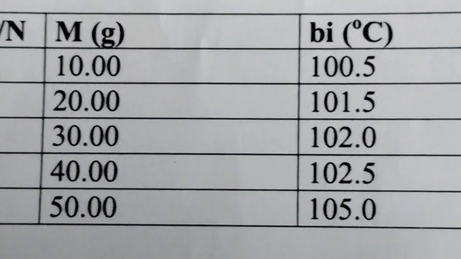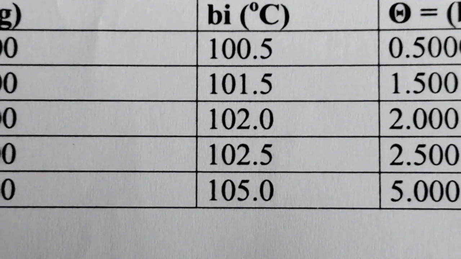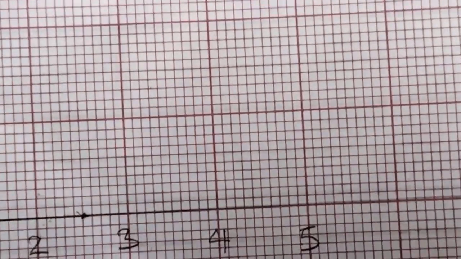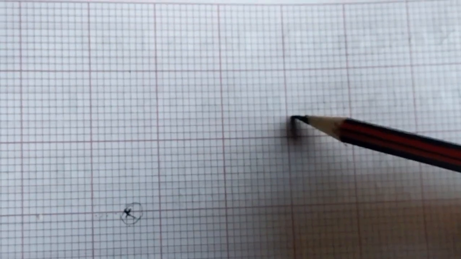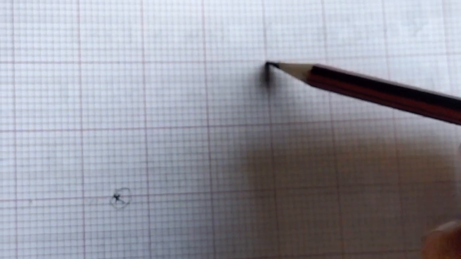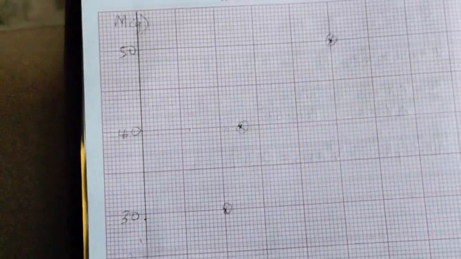For the fifth experiment, when the mass is 50 grams, our theta is 5. So plot 5 against 50. You can see 5, which is already on the horizontal axis. So move the line of 5 up to merge with 50. You move up until we get 50. This is where they merge, this point. Where 5 merges with 50, we put our point here. So you can see our graph.